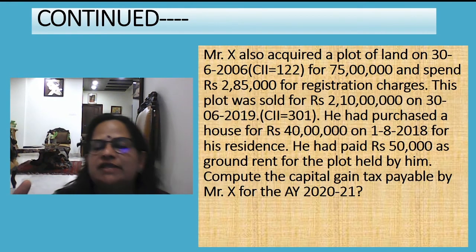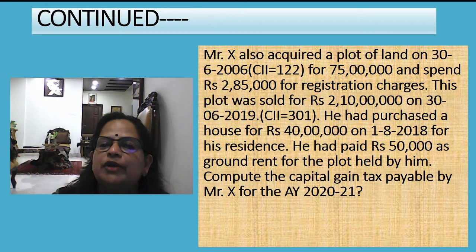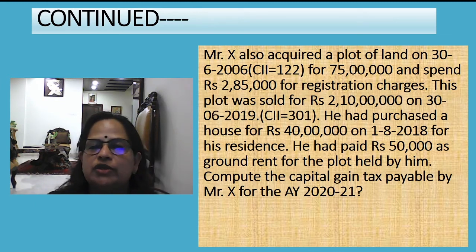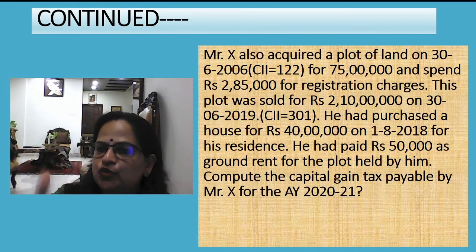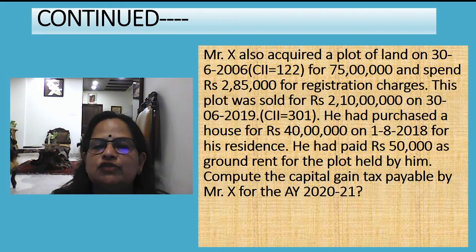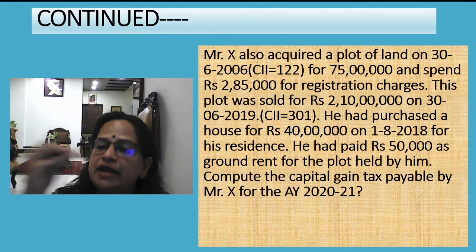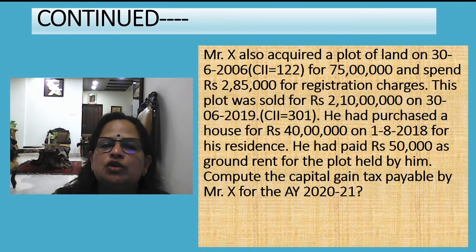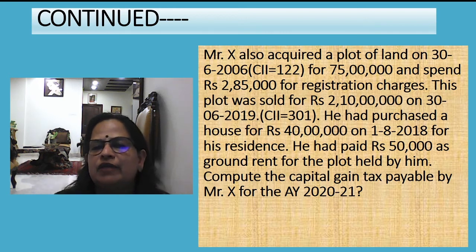Now the second sub question. Mr. X also acquired a plot of land on 30/6/2006. CII is 122, because that we have to use for indexing, for 75 lakhs, and spent rupees 2,85,000 for registration charges. Please remember that registration charges will be added to the cost price. This plot was sold for 2,10,000 on 30/6/2019. So that is 301. He purchased a house for 40 lakhs on 1/8/2018 for his residence.